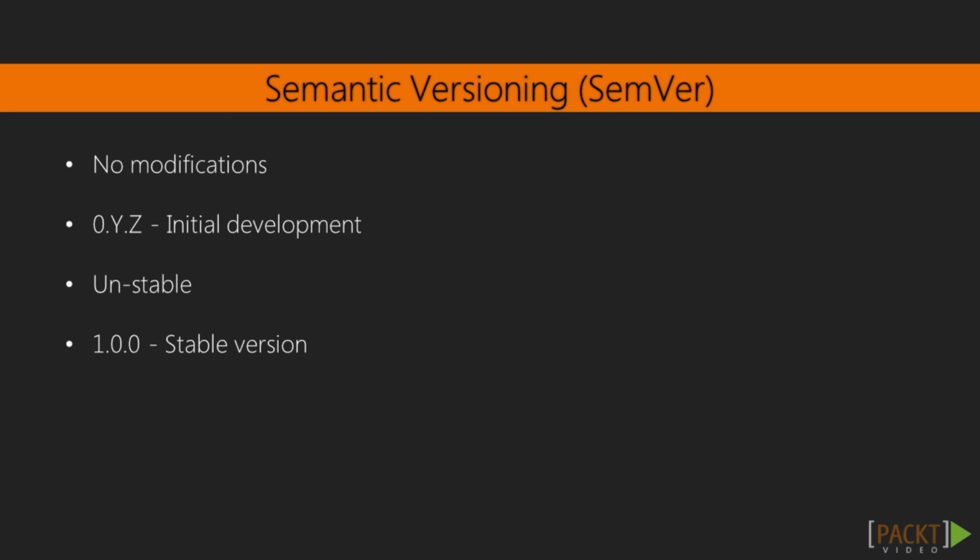Once a version of a package is released, it must not be modified, and all modifications should be released with a new version. Major version 0, 0.y.z, is for initial development. The public API should be considered unstable and could change at any time. After the stable version, 1.0.0, is released, the version number changes depending on the changes made to the public API.